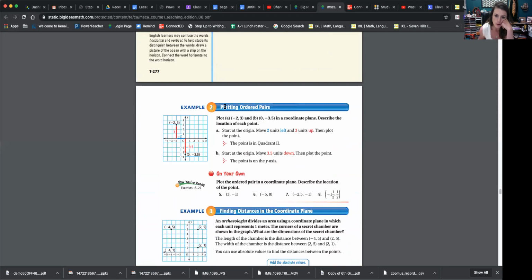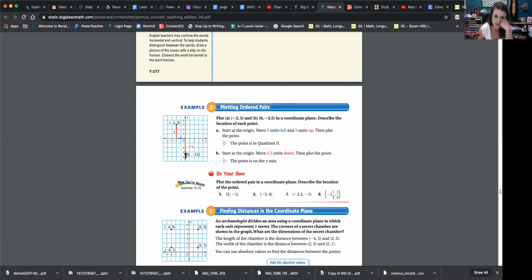And then for B, it's 0. And then I just go -3.5 on my y, which would be right here. Okay, so all you do is make those 2 points. And then it says describe the location of each point. And when it's asking to describe the location, it's asking which quadrant. Okay, so the location means what quadrant. So in this one would be in quadrant 2, right? Because we count counterclockwise. So quadrant 1, quadrant 2, 3, 4. So this one would be in quadrant 2.